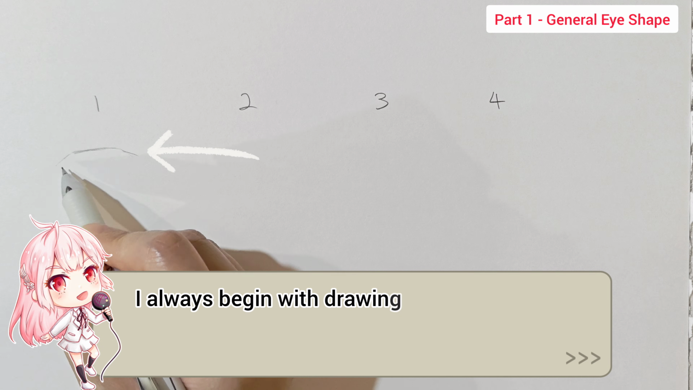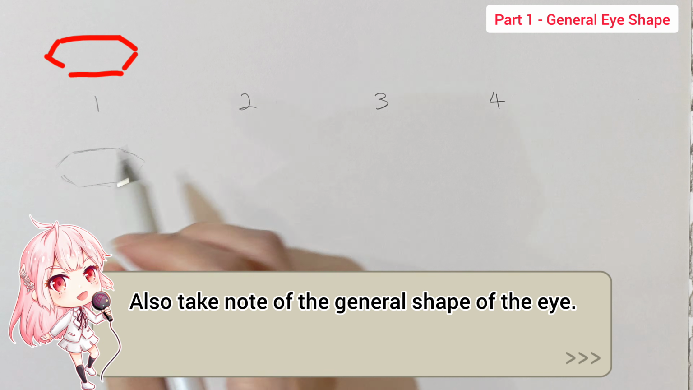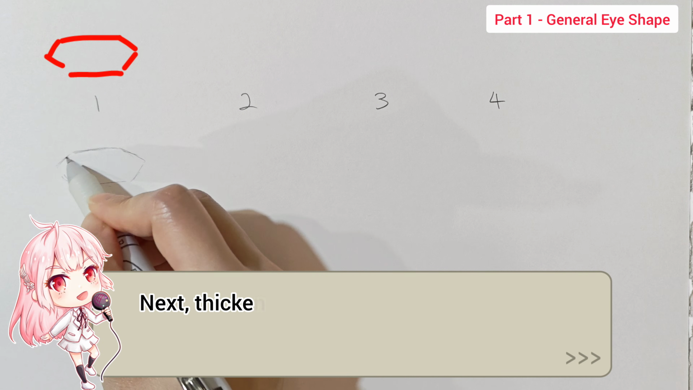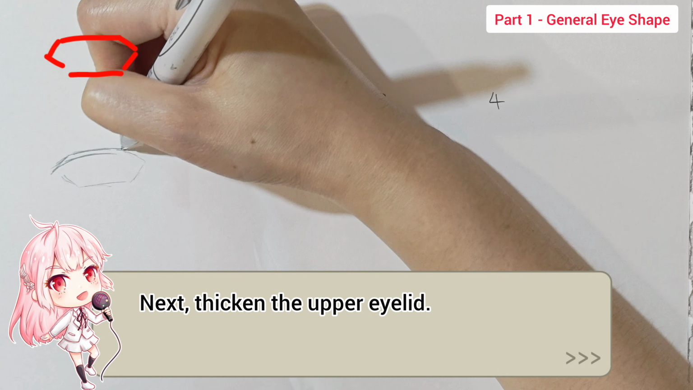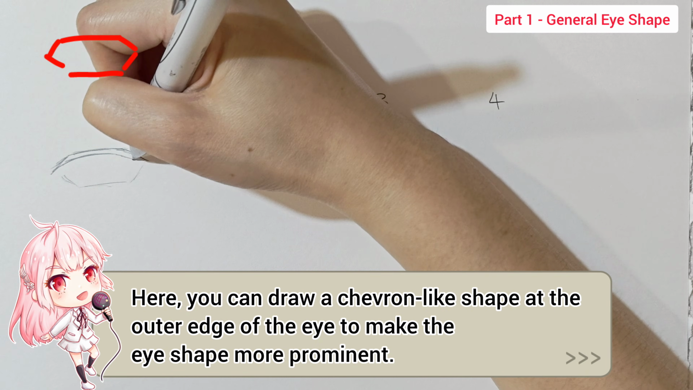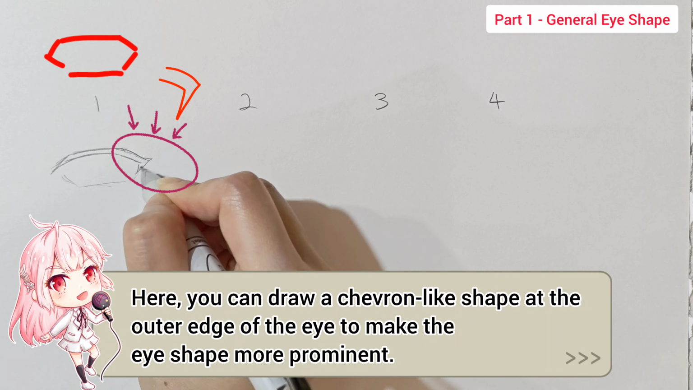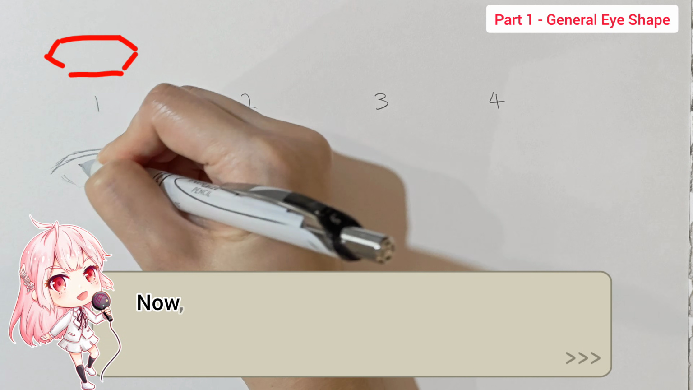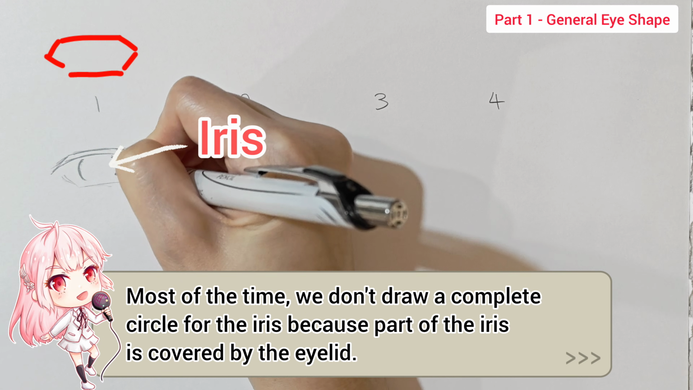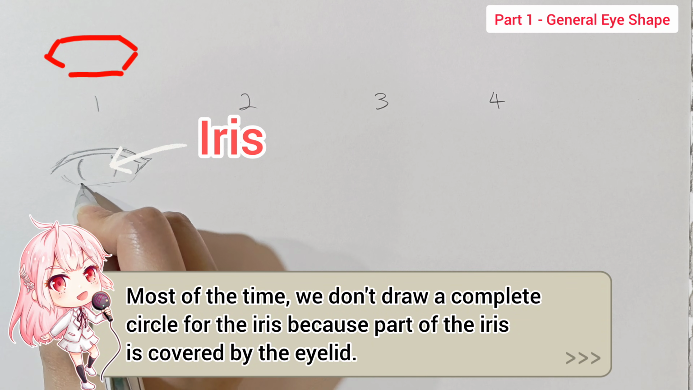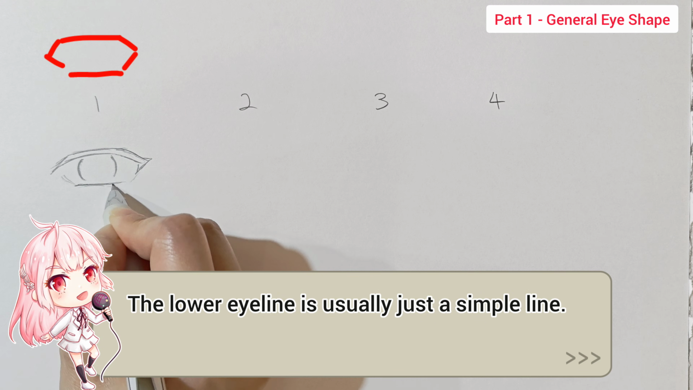I always begin with drawing the upper eyelid. Also take note of the general shape of the eye. Next, thicken the upper eyelid. Here, you can draw a chevron-like shape at the outer edge of the eye to make the eye shape more prominent. Now, draw a circle or an oval for the iris. Most of the time, we don't draw a complete circle for the iris because part of the eye is covered by the eyelid. The lower eye line is usually just a simple line.